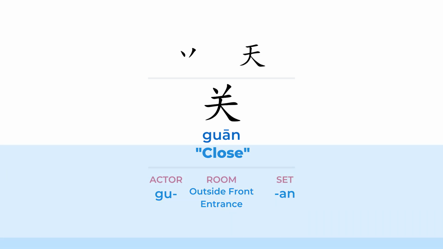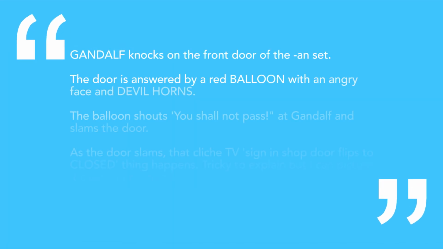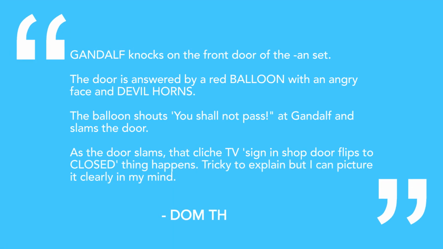Dom Thompson on Make a Movie for Guan. Gandalf knocks on the front door of the AN set. The door is answered by a red balloon with an angry face and devil horns. The balloon shouts, "You shall not pass!" at Gandalf and slams the door. As the door slams, that cliche TV sign in the shop door flips to close thing happens. Tricky to explain, but I can picture it clearly in my mind.